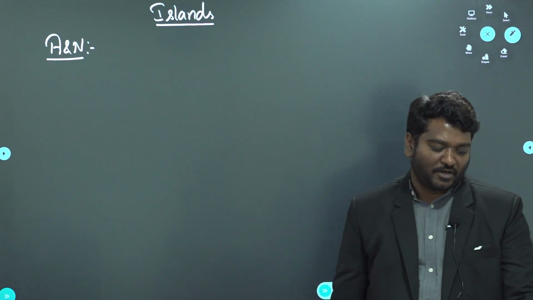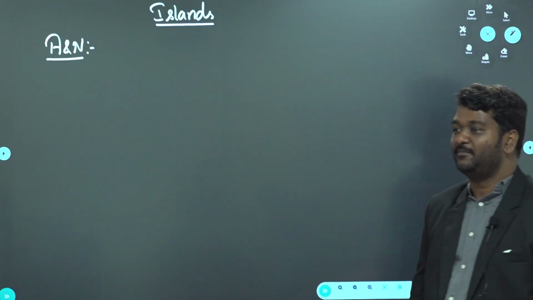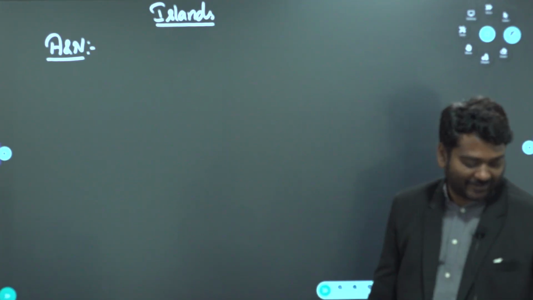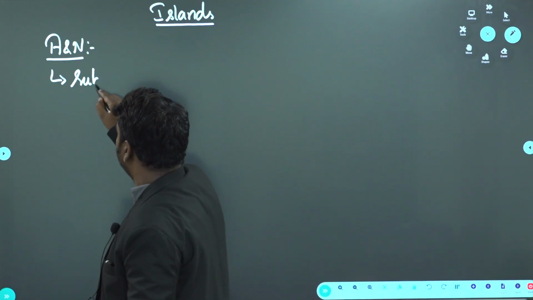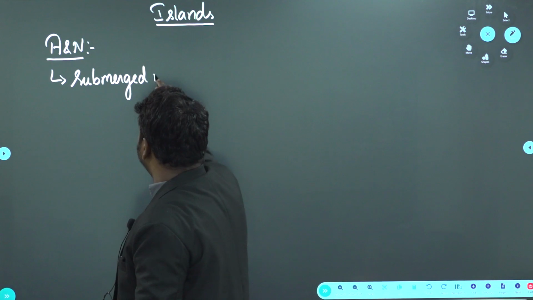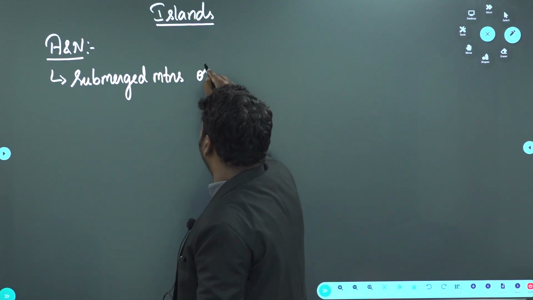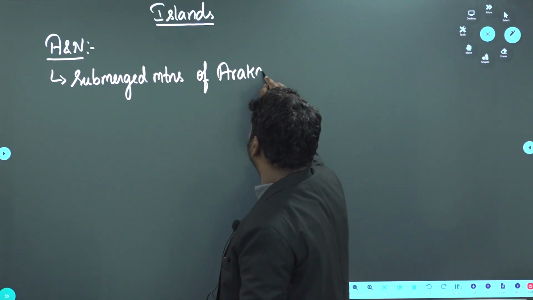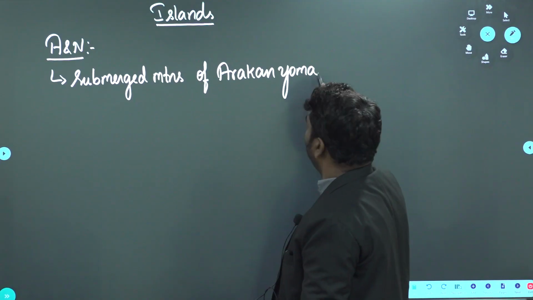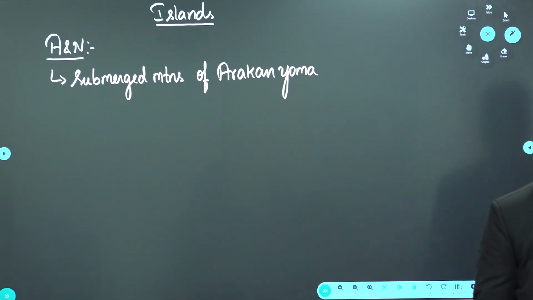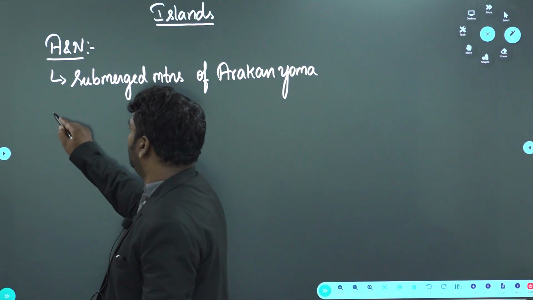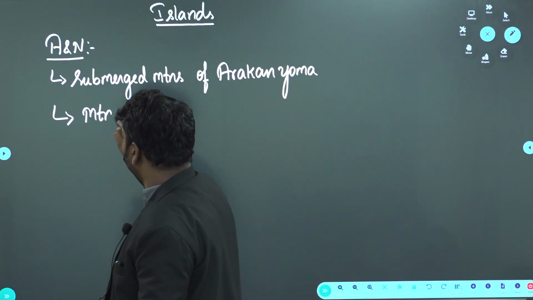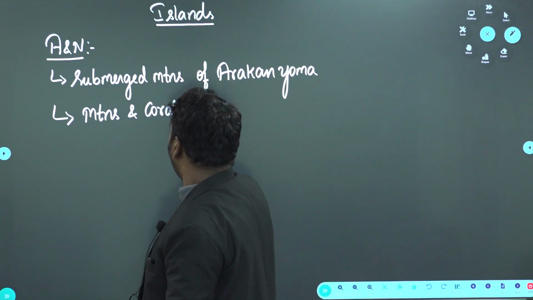For multiple reasons, Andaman and Nicobar is in the news. What's the capital name? Sri Vijayapuram, yeah. So from that time, everything is in the news. Andaman and Nicobar are the submerged mountains of Arakan-Yoma. And Arakan-Yoma is very important this year because of the Myanmar earthquake. It is made up of both mountains and coral reef.